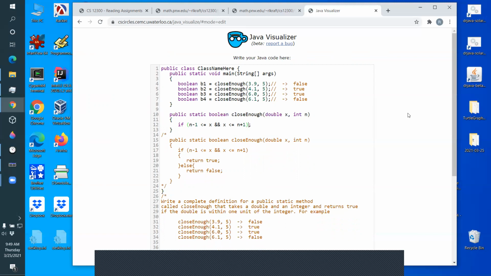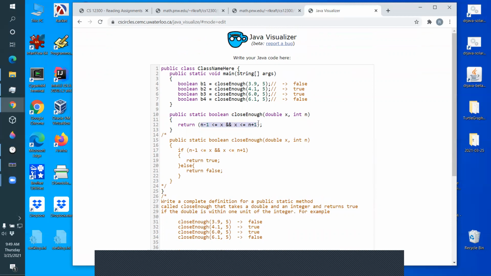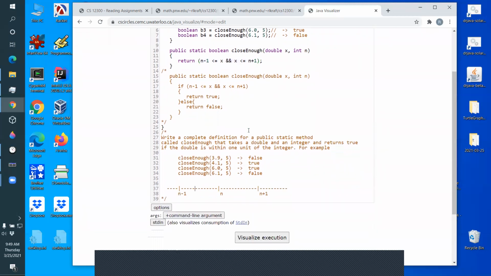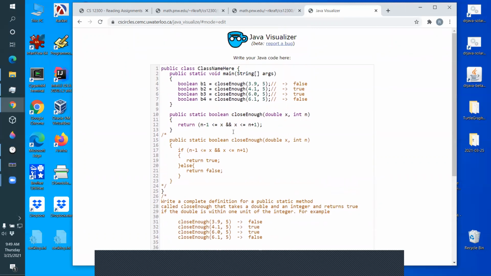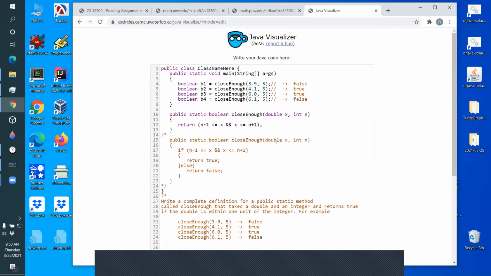Just change the if, in this case, to return. Return the value of this statement. See, I'm returning the value of this thing. If x is in the number line like that, this thing's going to be true. And if x is in the number line like this, this will be false. So I'm going to just return that. So what I want is just that one line.